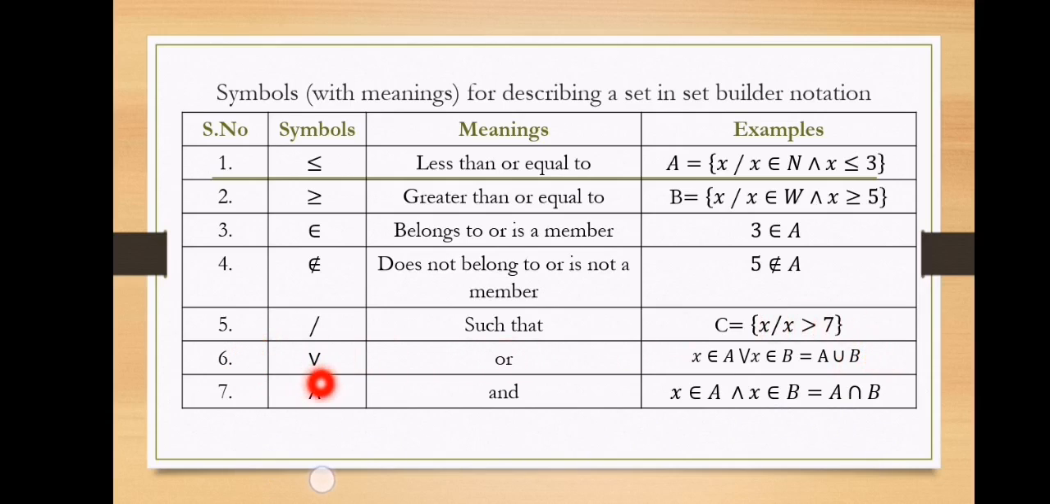Or is often used to write a possibility, that is either x belongs to A or x belongs to B, and it is used to represent the union, that is A union B. This is the AND operation of a set, and it is used to represent the intersection of two sets.